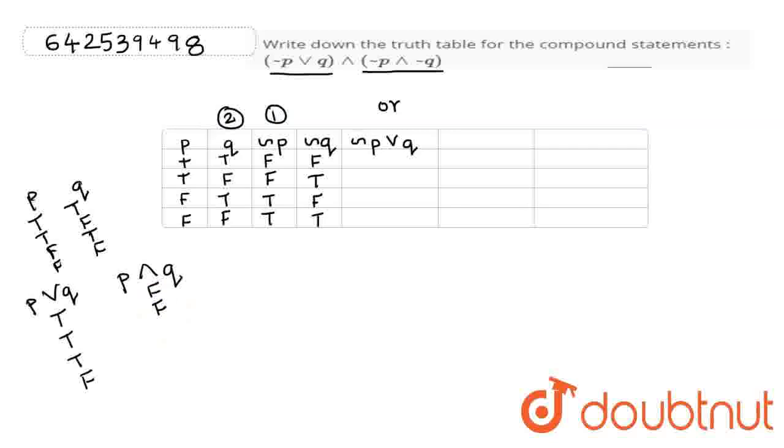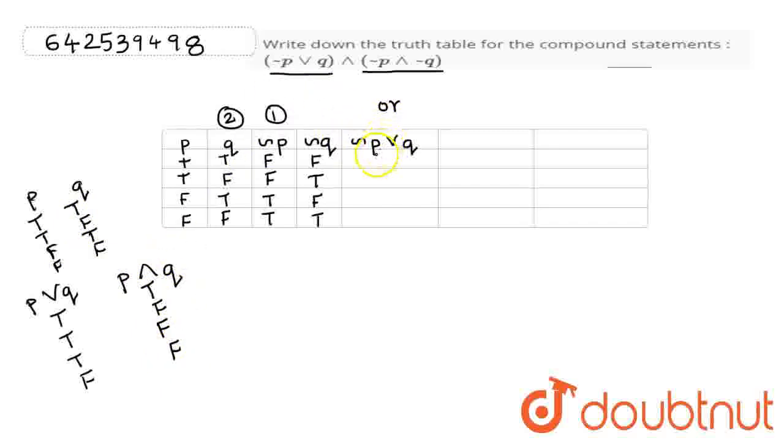But in the AND condition, the first condition is true, true, and only for the true, true condition it gives you true, and for the rest of the conditions it gives you false. That means in the OR condition you get true for all the values except FF, and in the AND condition you get true only for TT and for the rest you get F. So considering this, we can quickly do this.